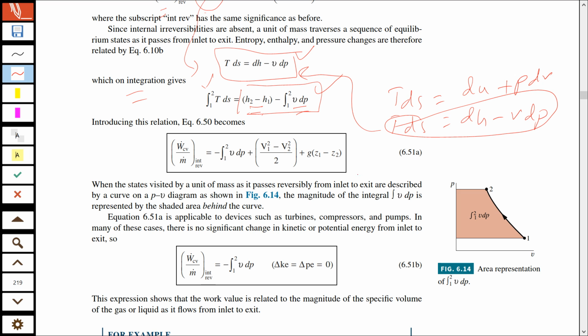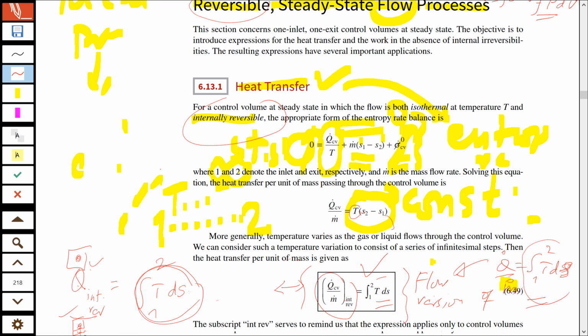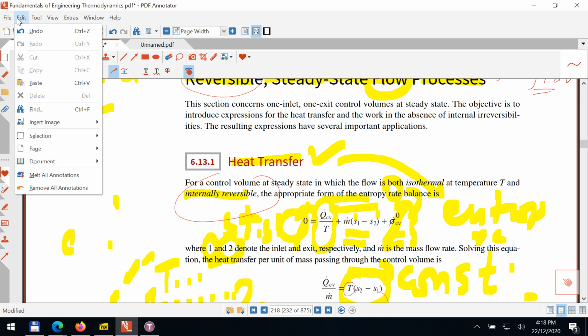And now if you look at this 6.51a, what do you see here? You have an expression for work transfer for an internally reversible process, and the right hand side does not have entropy in it. There is no entropy. All you see on the right hand side is specific volume, pressure, kinetic energy, and potential energy. Now you think about this. In the previous section, when we wanted to have this ratio, let me just declutter everything, and I want you to compare these two cases. It's important.